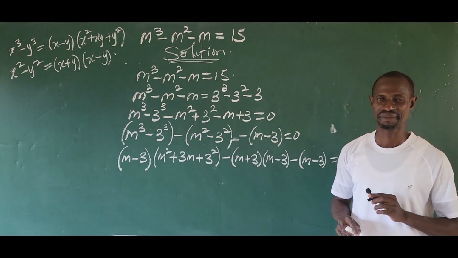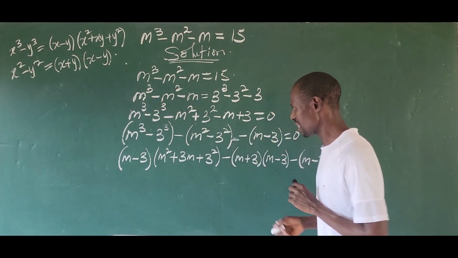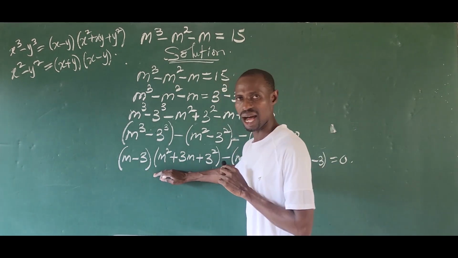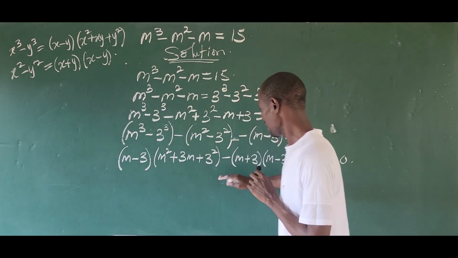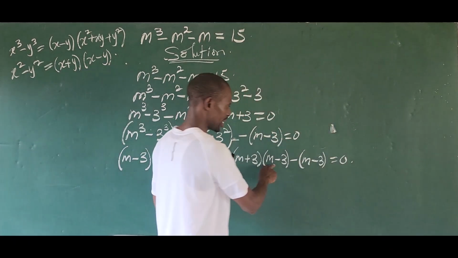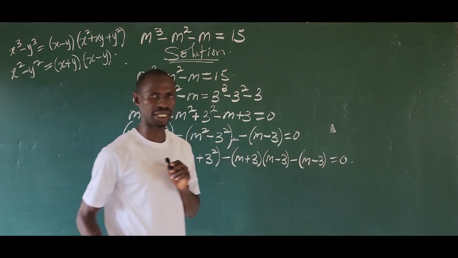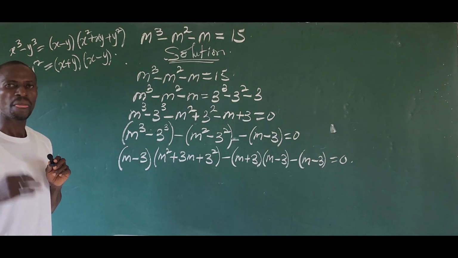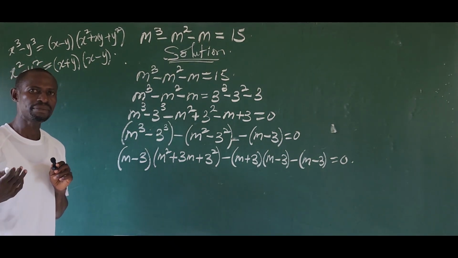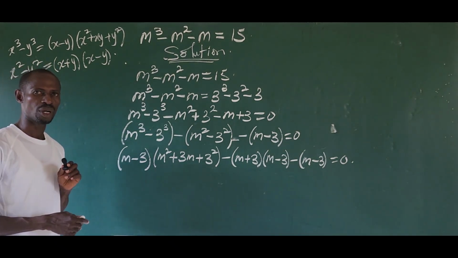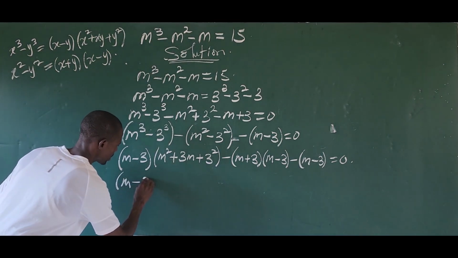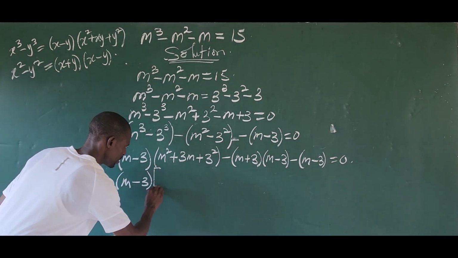Easy. All right. So what we do next, if you look critically, you discover that from here we have m minus 3. Here we equally have m minus 3. And here we have m minus 3. So when we have situations of this kind, we just factor out m minus 3 that is common to all terms. So we're going to have here (m minus 3). Let's bring in a square bracket here.